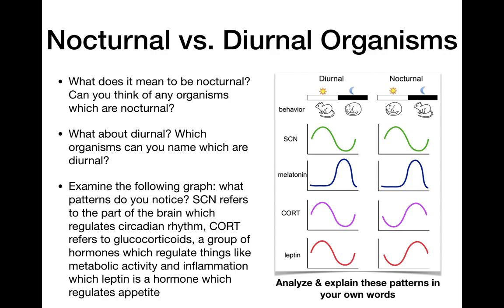Leptin is a hormone for appetite. If you have a lot of leptin, you will not be hungry. If you have low leptin, you will be hungry. So using that information and this graph, I want you to analyze and explain these patterns in your own words. Feel free to talk it through with somebody else, but you need to use your own words to explain the levels. Notice here we have daytime, nighttime, so follow the line in the middle for how it's going to change. And we have diurnal organism and nocturnal organism. This graph is specifically for mammals.